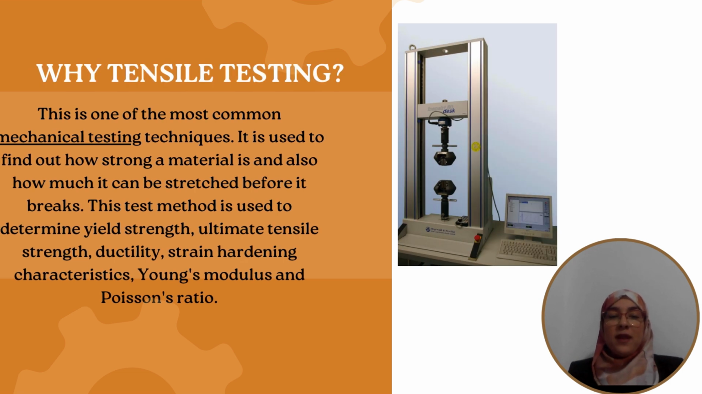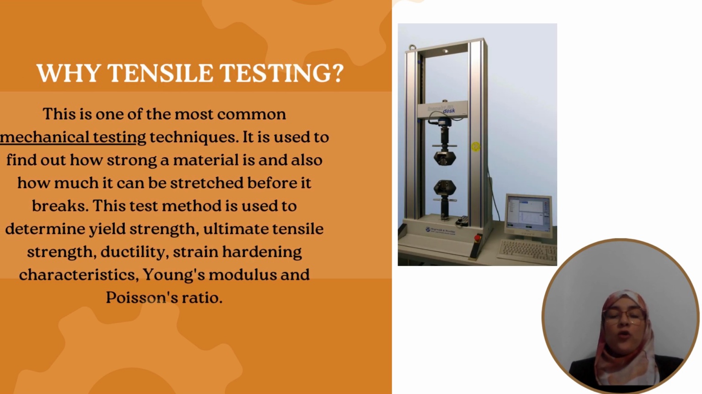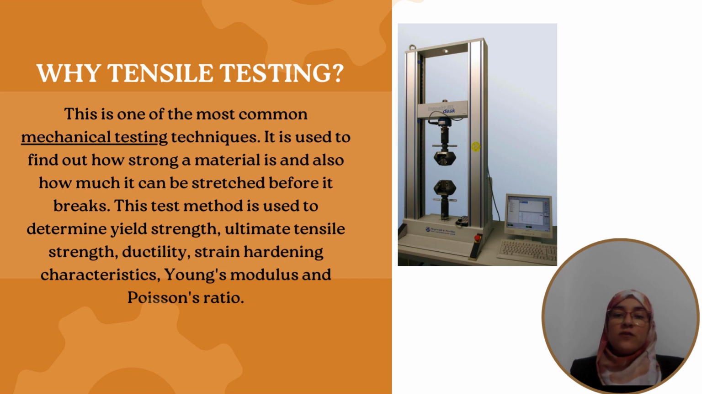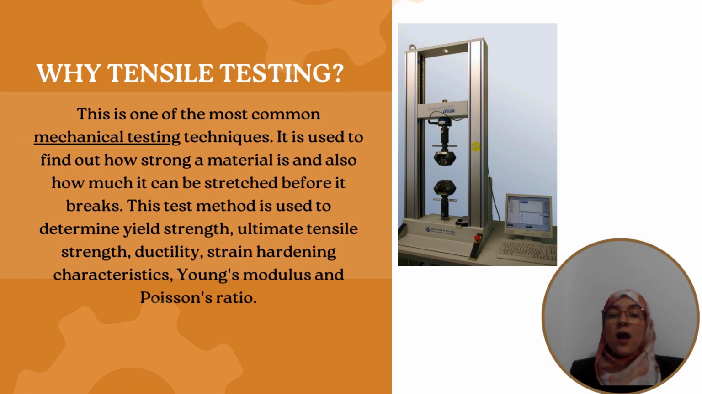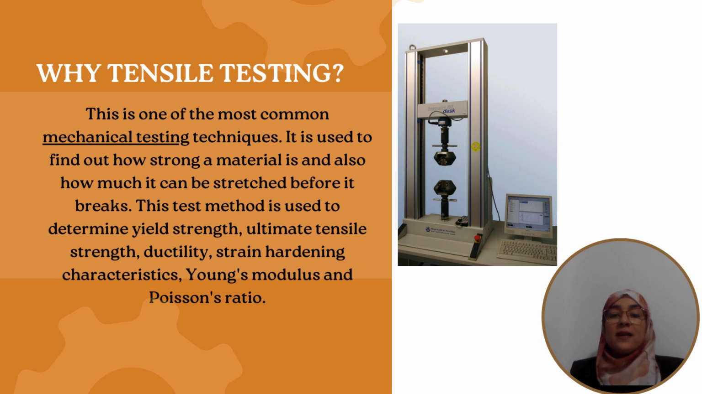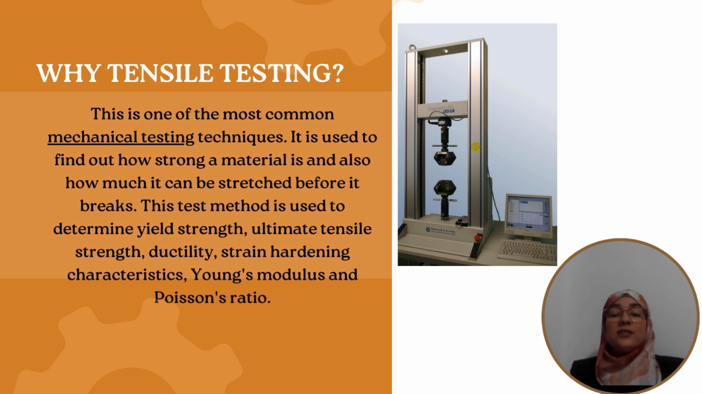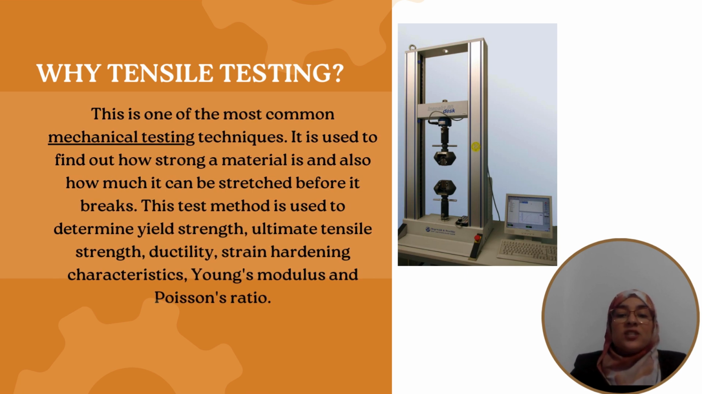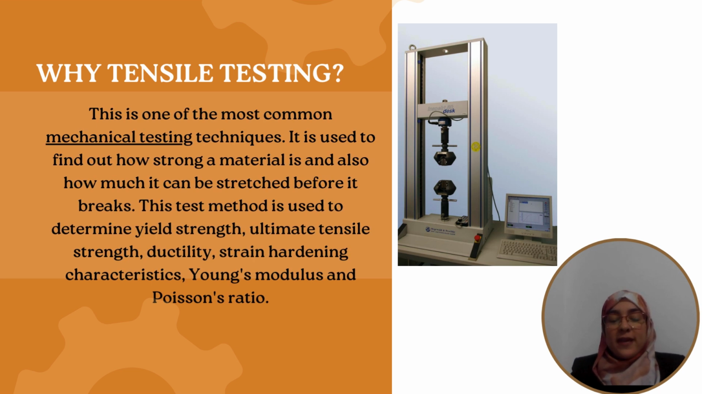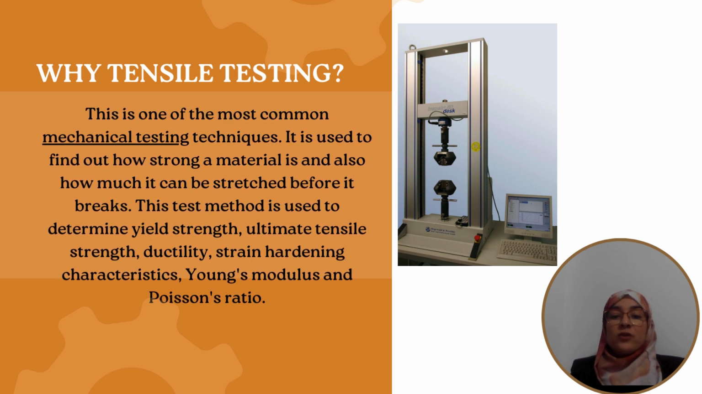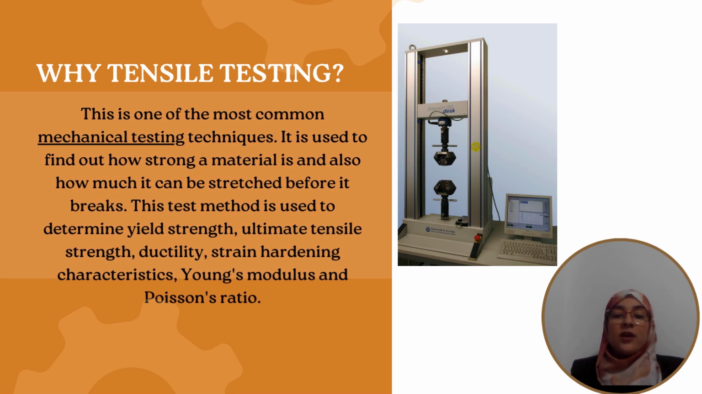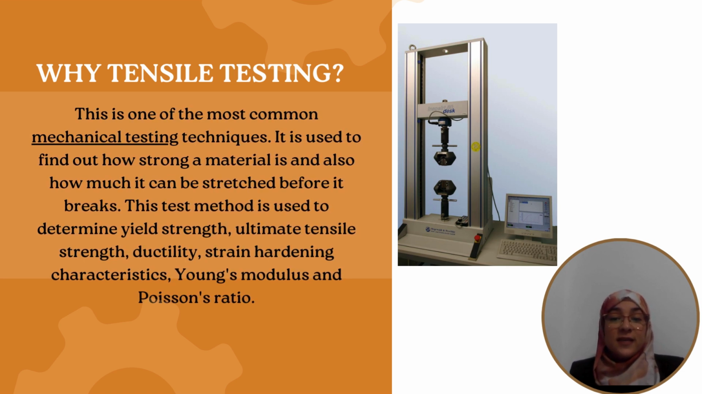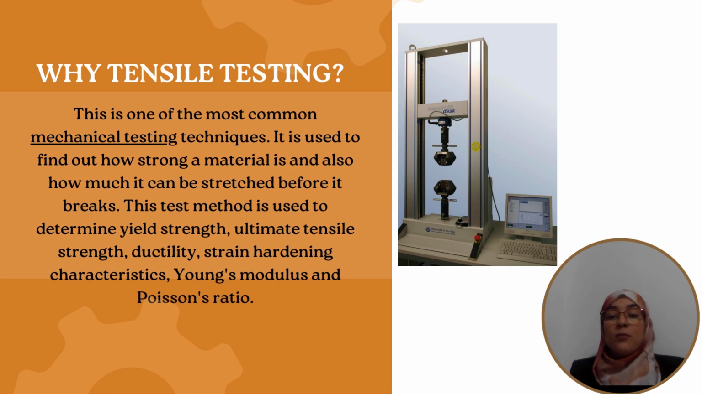Now we move to explain the main objective of this test, why we use this kind of test. This is one of the most common mechanical testing techniques. It is used to find out how strong a material is and also how much it can be stretched before it breaks. This test method is used to determine yield strength, ultimate tensile strength, ductility, strain hardening characteristics, Young's modulus, and Poisson ratio.